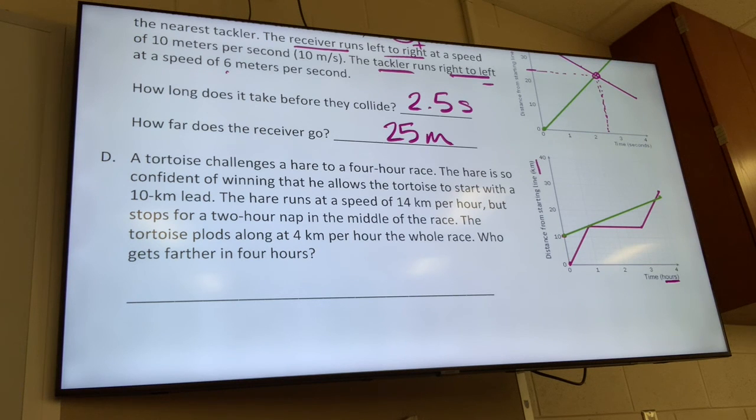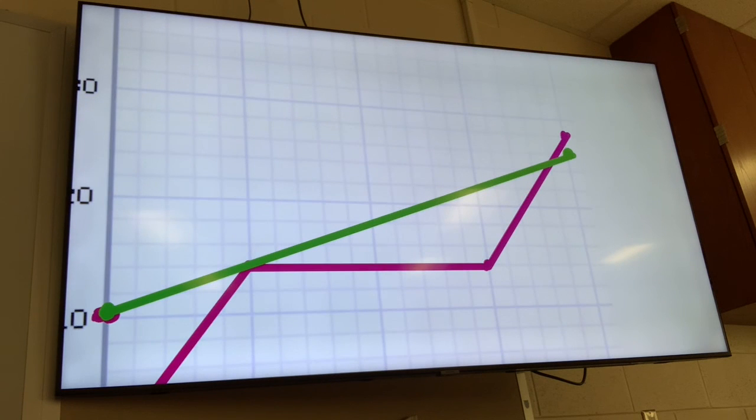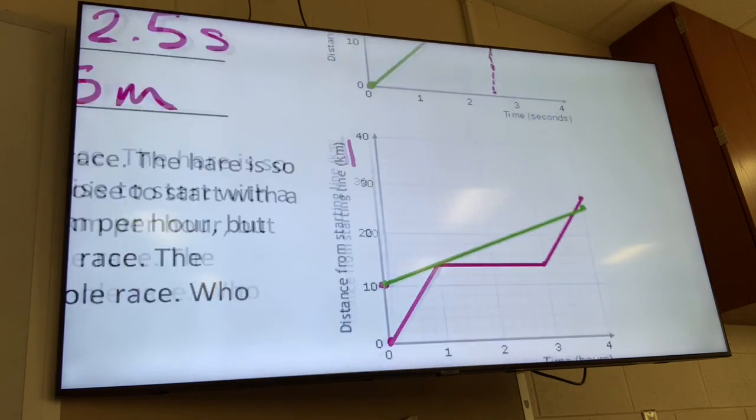So in the classic story, who wins the race? Usually the tortoise. Oh, but in this situation, who won the race? The hare. So the hare finished just 2 kilometers ahead of the tortoise here in our situation.